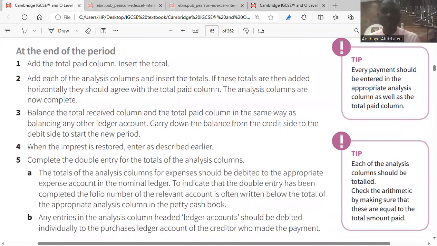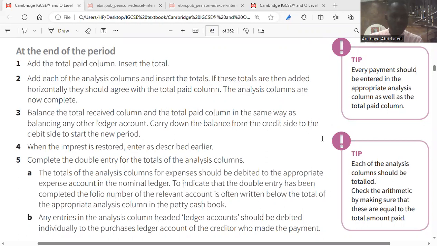Balance the total receipt column and total paid column in the same way as balancing any other ledger account. Carry down the balance from the credit side to the debit side to start the new period. So the balance carried down, to make it balance, will be taken forward to the next month as balance brought forward.